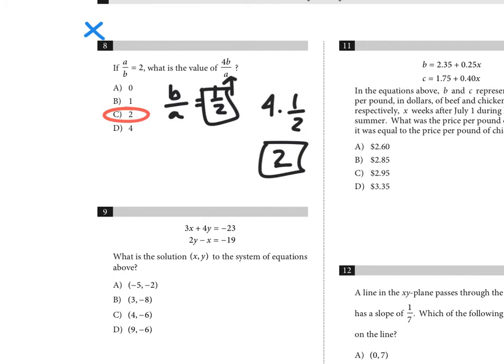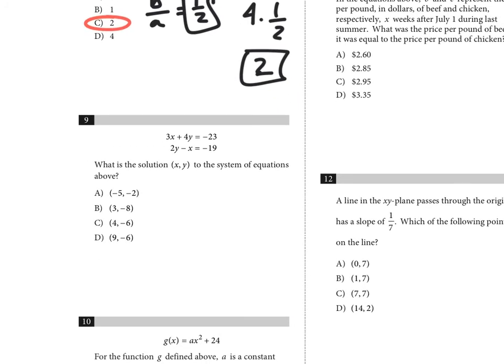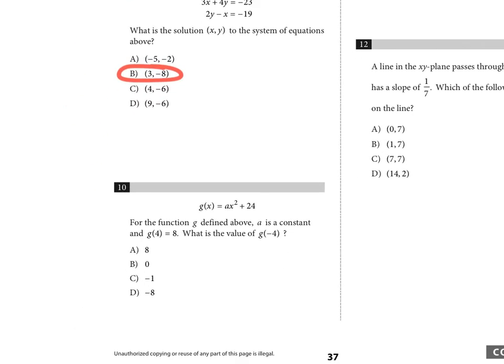What about 9? Systems of equations. These are things we have seen before. What's the answer? On number 9, I got B. I'm not going to spend my time doing this. We'll spend time doing these because there are a lot of these that popped up.